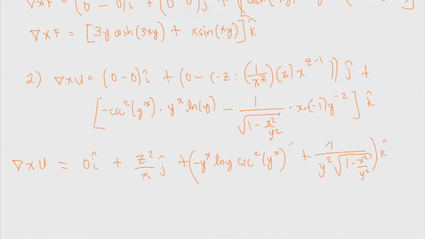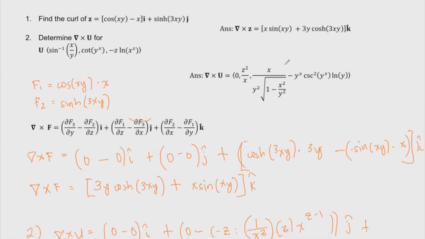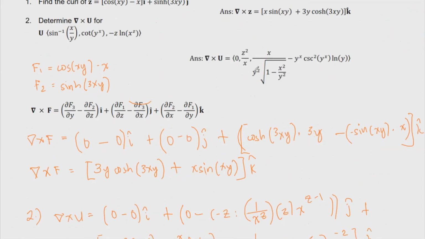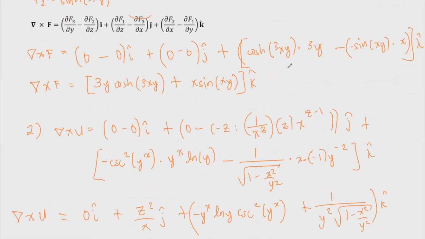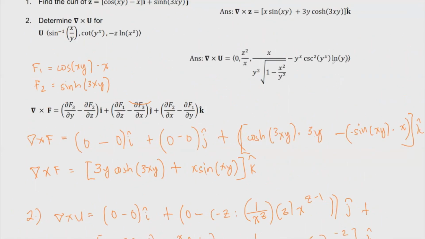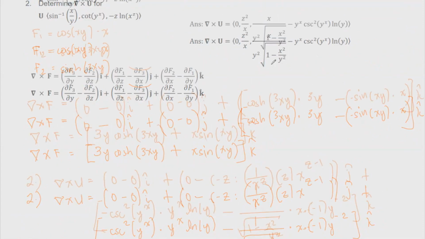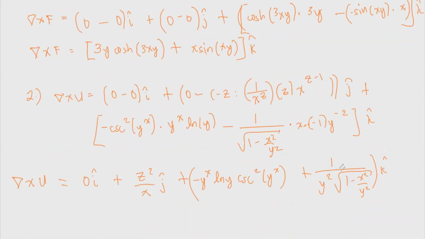Okay, so let's check on our final answer. So we have here 0 for i, and that's a vector notation, and then z squared over x, so you get the same answer. And then this one is negative y to the x ln of y cosecant y to the x, so that's correct. And then we add x over y squared. Oops.